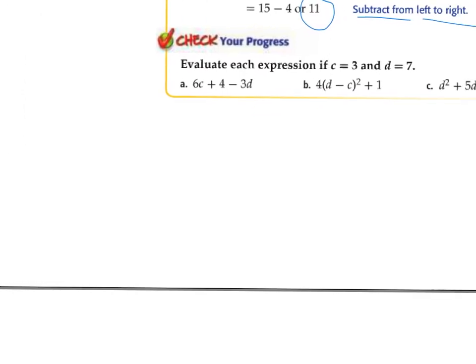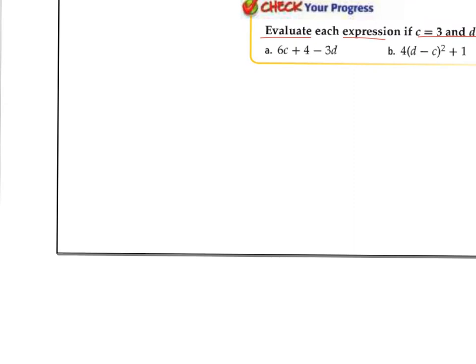It looks like we're asked to evaluate, find the value of each expression when c is 3 and d is 7. So using this first one, I'm going to rewrite it: 6c plus 4 minus 3d. And c was 3, so we're going to plug that in. So 6 times 3, notice I used my dot, plus 4 minus 3 times d, which was 7. I used parentheses that time. So then there's nothing within parentheses if I was going to use my PEMDAS checklist.